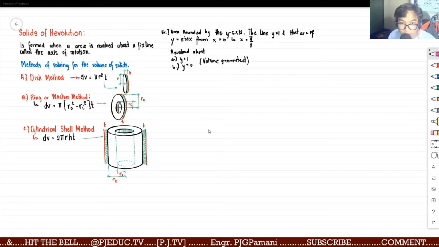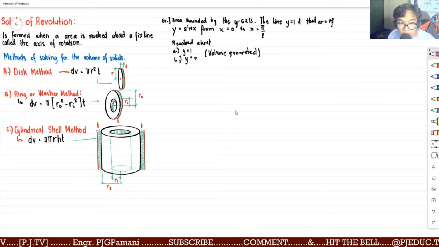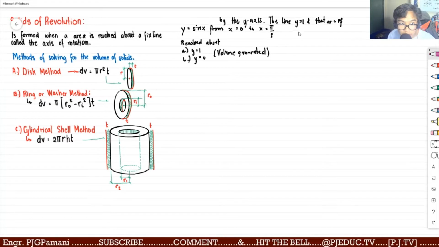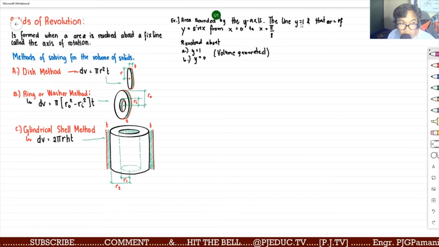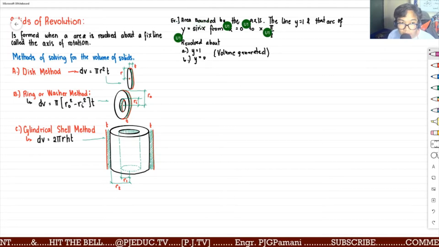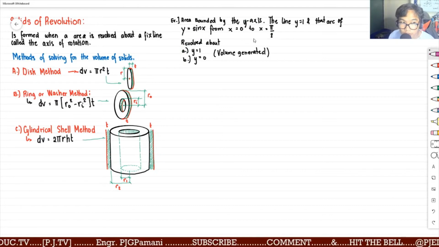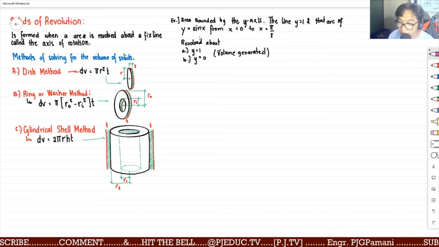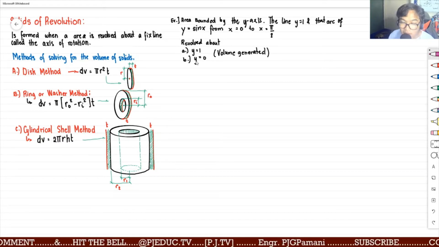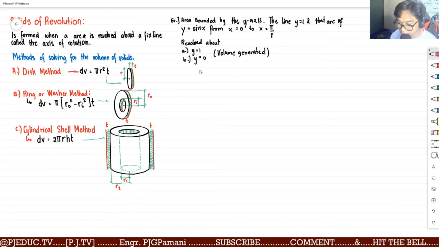Ulitin ko lang yung problem. So for another example number 2 or 3, area bounded by the y-axis, the line y is equal to 1 and the arc of y equal to sine x from limits of x equal to 0 up to x equal to pi over 2. We then need to revolve this curve, which is y equal to sine x, at a, y is equal to 1, and b, y is equal to 0.